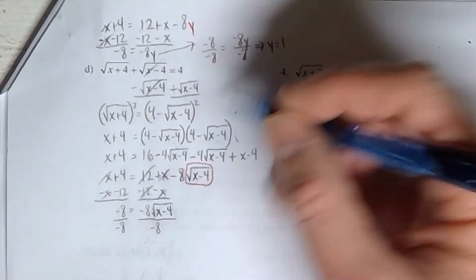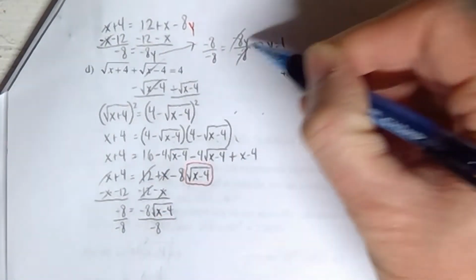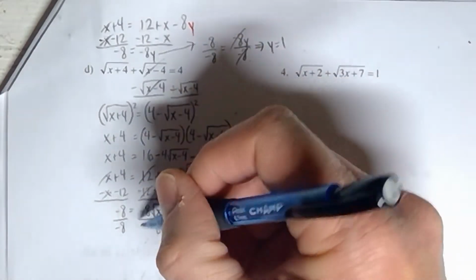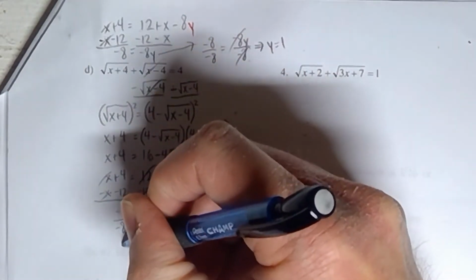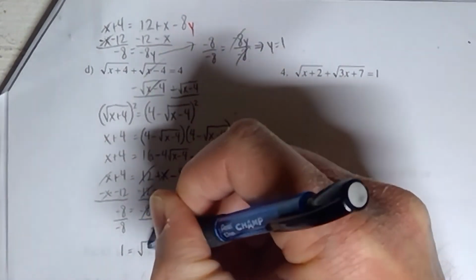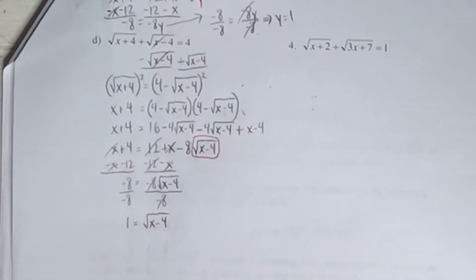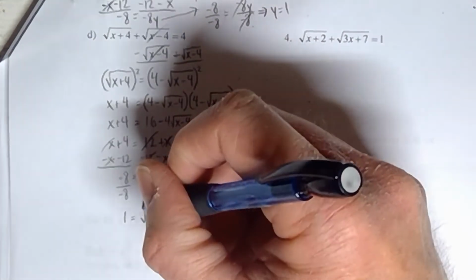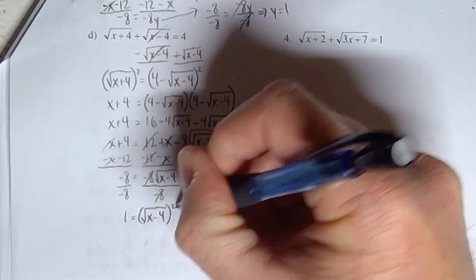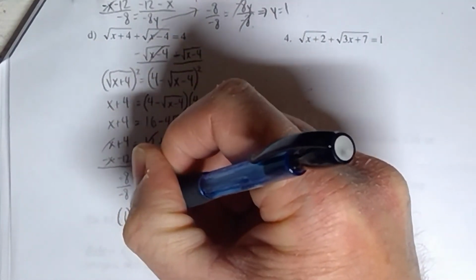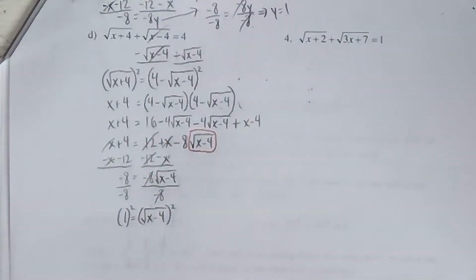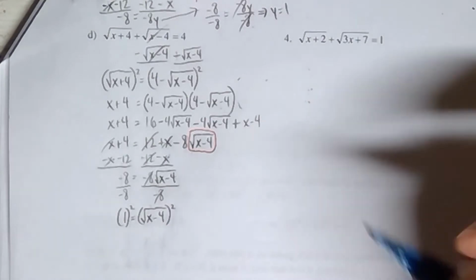But anyway, just like the negative 8's cancel right here, you get 1 is equal to the square root of x minus 4. Now, we square both sides. Why am I squaring both sides? Because I got the radical by itself. And it is a square root radical, so you don't cube, you square. But that's the idea, you guys.